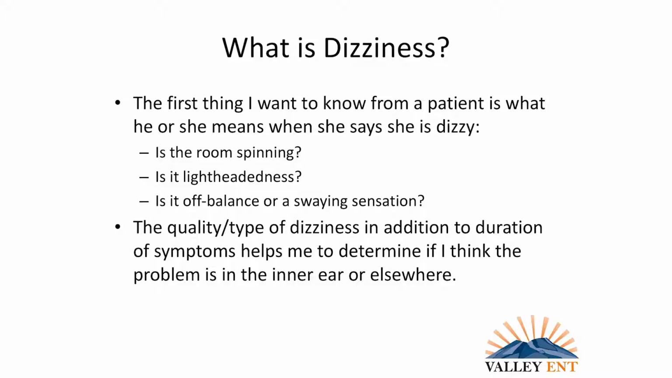I usually ask them first to describe what they feel like, and then I ask more specific questions. Do they experience room spinning? Is it more of a lightheadedness? Or is it an off-balance or swaying sensation? The quality or type of dizziness, in addition to duration of symptoms, will help me to determine if I think it is coming from the inner ear. In duration, is it a few seconds? A few hours? Or is it lasting days at a time? Is it constant, or is it intermittent?